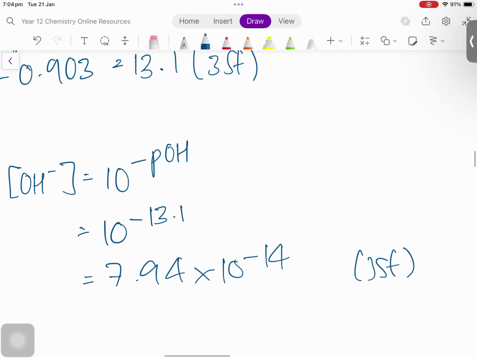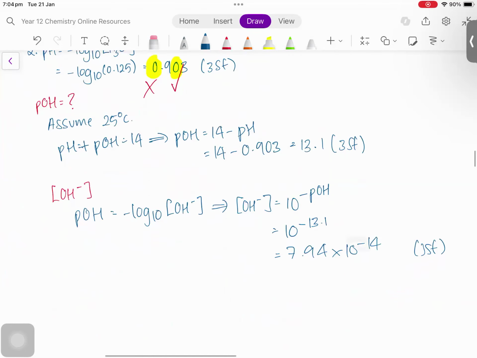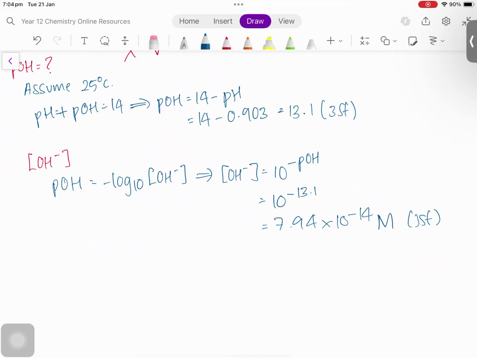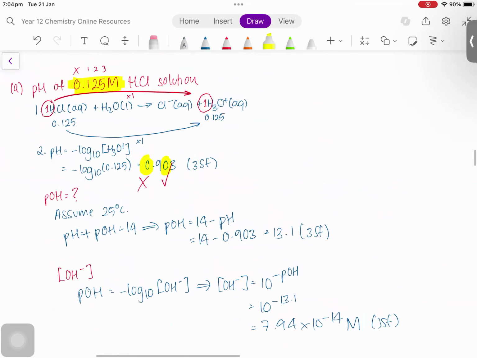Question: does this have units? Yes, good. This is not pH or pOH, guys. I asked you, the first two were pH and pOH. The third one is the OH minus concentration. This is going back to concentration, yeah? This is capital M. This is molarity, okay? So watch out for what you're actually getting asked for. Now, this is the first question you're doing. This is for practice, just to get you used to it. And you can see the equations are pretty straightforward.